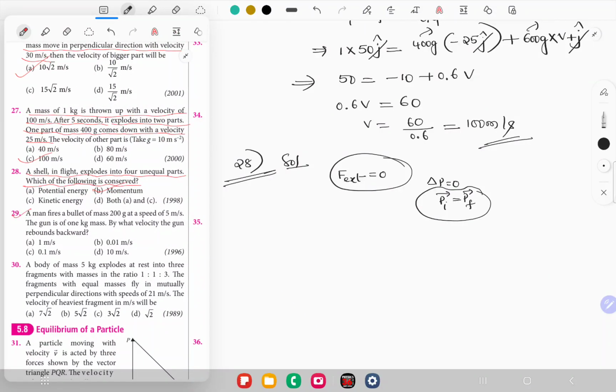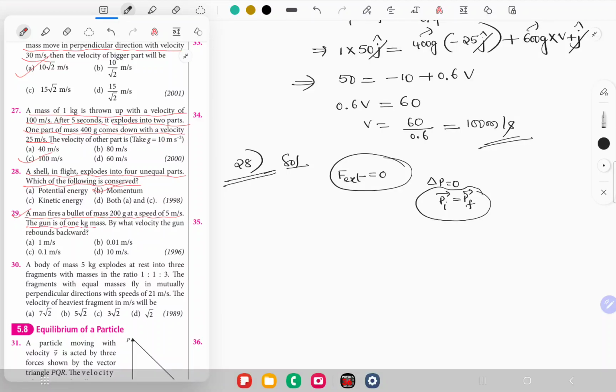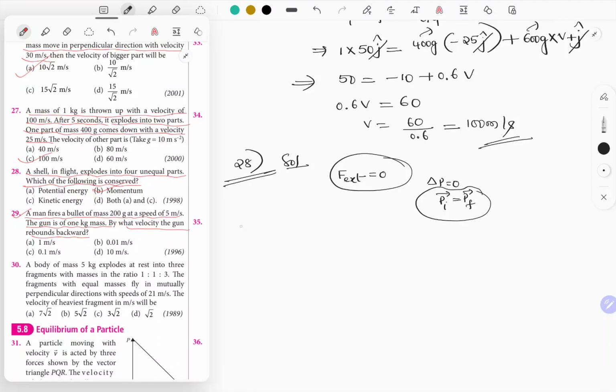In question number 29, they said a man fires a bullet of mass 200 grams at a speed of 5 meter per second. The gun is of mass 1 kg. By what velocity does the gun rebound back? Okay, 29 solution.